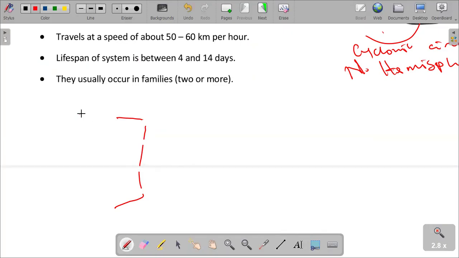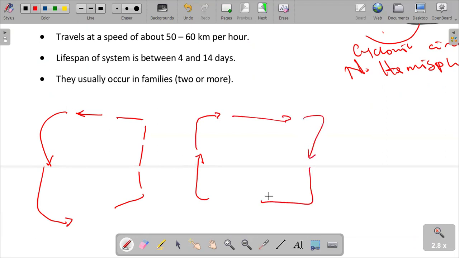So we have got something like this. What I'm saying is that on the surface, we have got converging and rising air. These arrows are showing converging and rising air. The air converges and it rises. So what I want you to see is that we have got diverging air at the upper atmosphere.